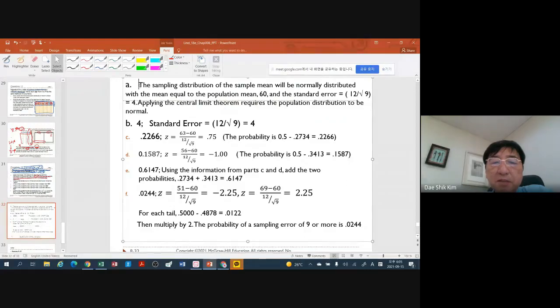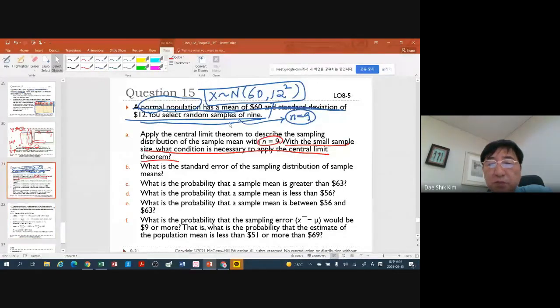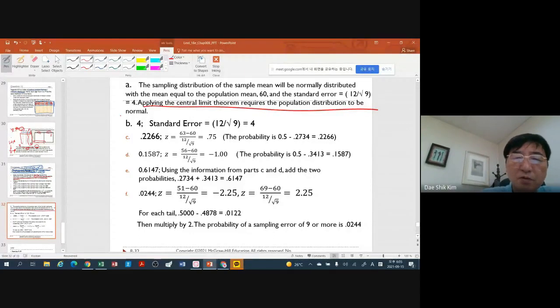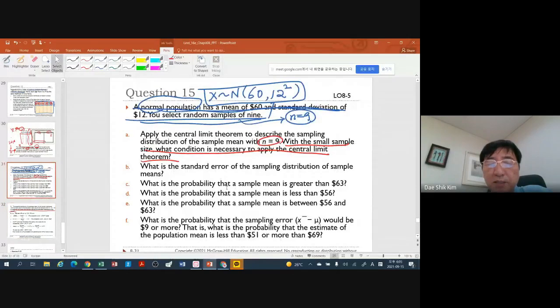Part A. The sampling distribution of the sample mean will be normally distributed with a mean equal to the corresponding 60. The standard deviation is the previous 12 divided by the square root of 9, which is 3. So 12 divided by 3 is 4. Applying the central limit theorem requires the population to be normal. Then the sample size n equals 9 will be okay. It's not difficult.